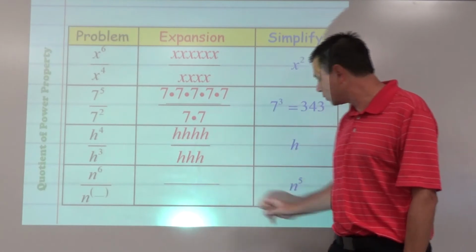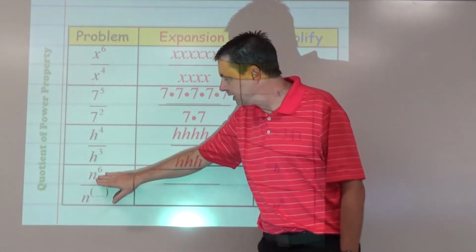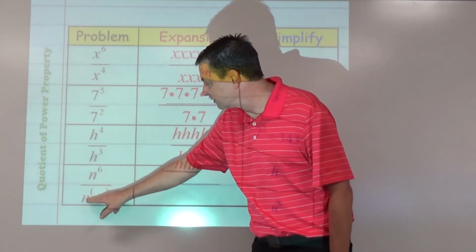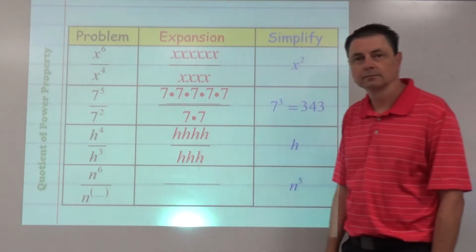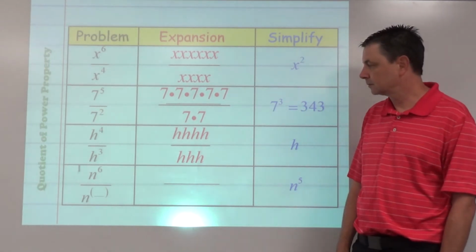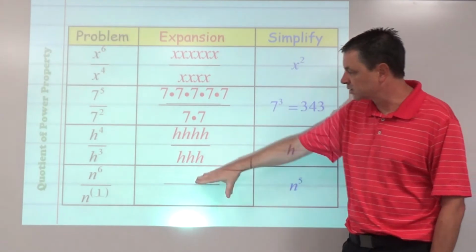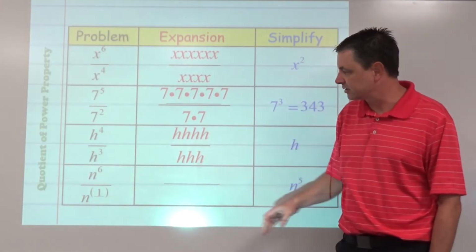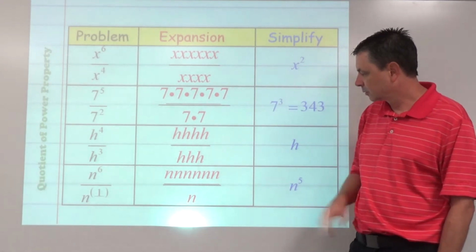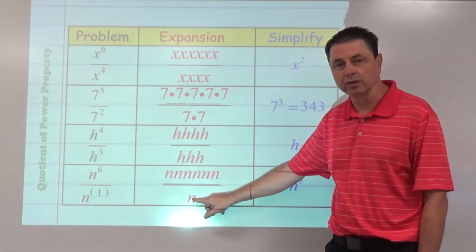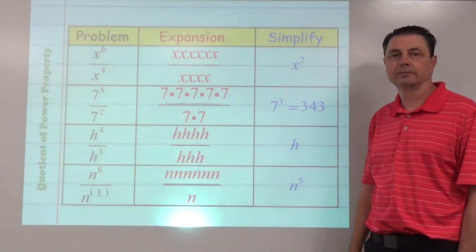Now working backwards, if our answer is n to the fifth, that would be, as a problem, n to the sixth divided by n to the what power? The answer is 1. So our expansion would be 6 n's on top, 1 n on the bottom. Because 1 n is going to cancel with the 1 n, we're going to be left with n to the fifth.